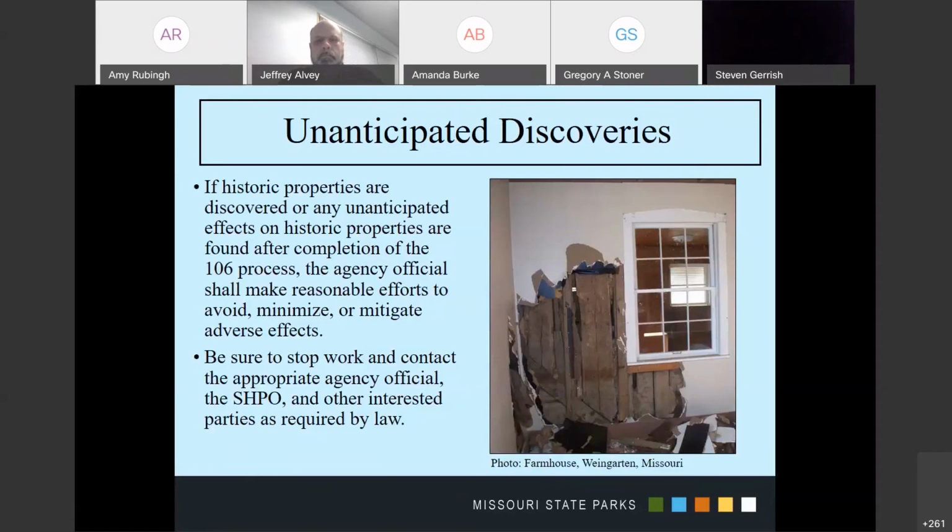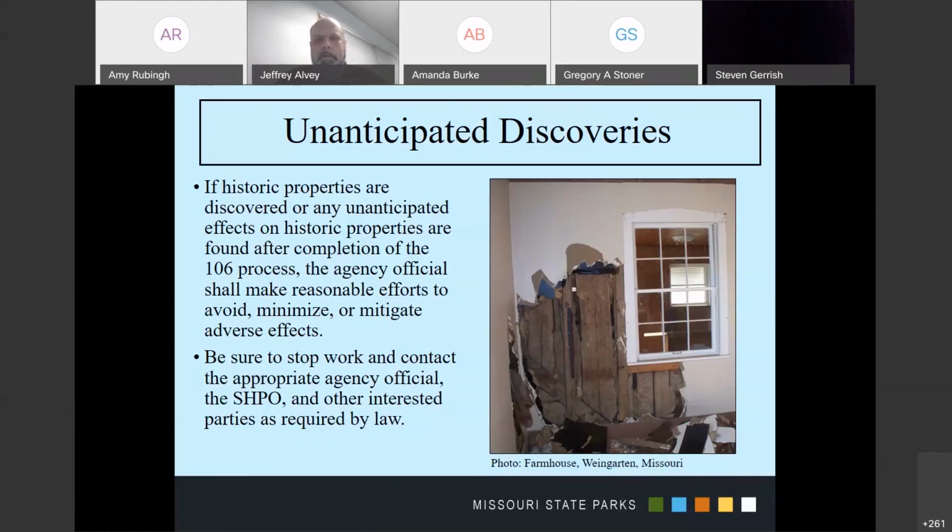And so you might run into a situation where you go to take out a wall and you find out there is a log cabin in there, or in this case, the vertical boards in the wall. In that case, we need to stop and evaluate if there is Criterion D potential with the structure. We might also need to say, hey, this property is a lot older than we thought it was. That's a point where you would reach out to SHPO and see what they think about this finding.